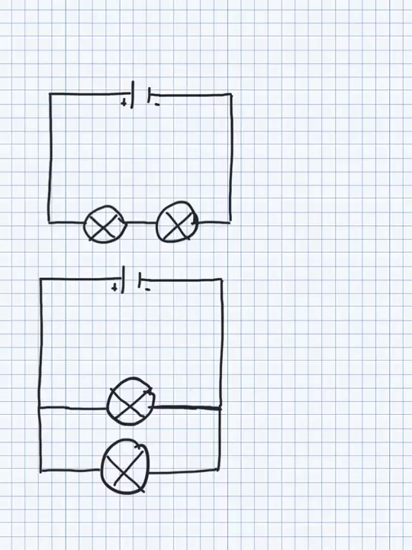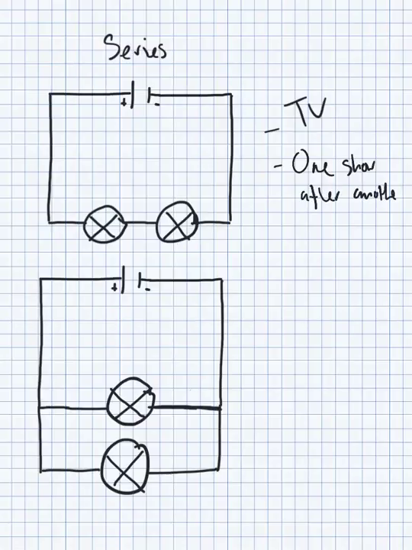Okay, so we should remember that the top one is series. Think back to our TV show analogy, where we looked at The Walking Dead. In a TV series, one show comes after another. They usually come chronologically. One episode comes right after the next.